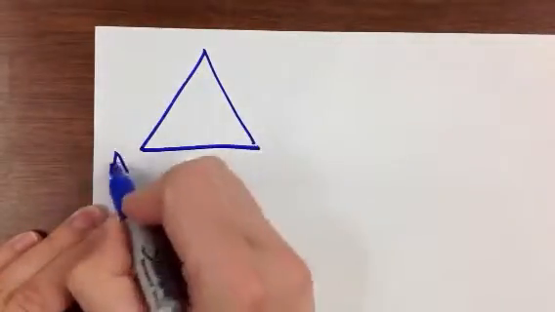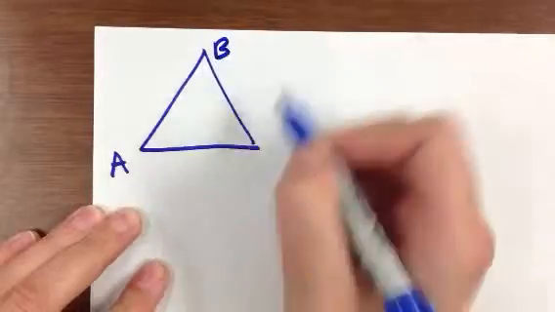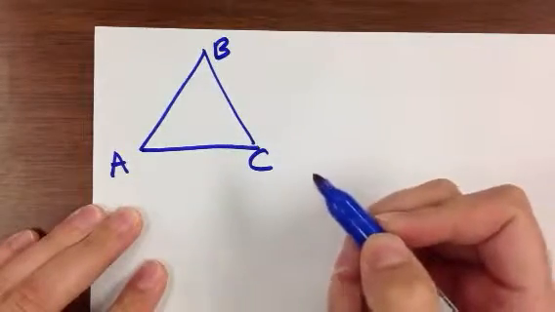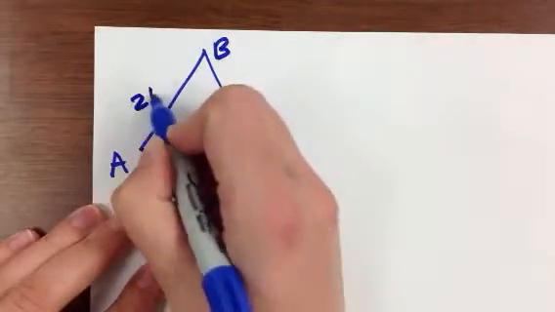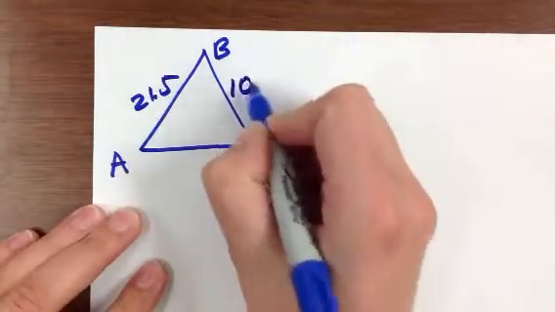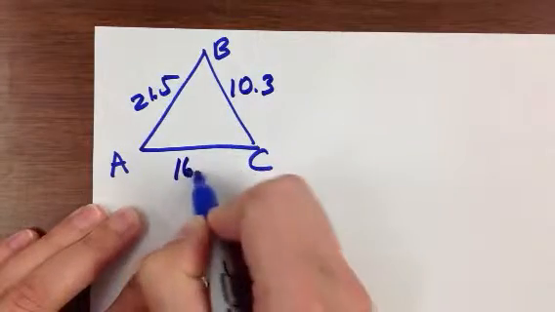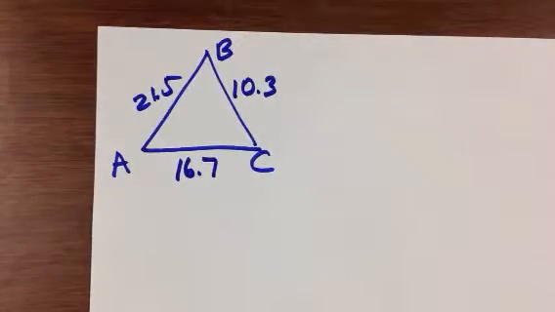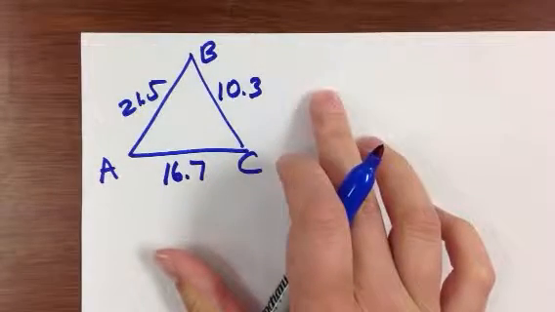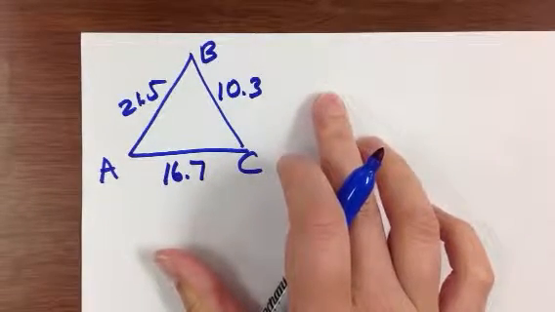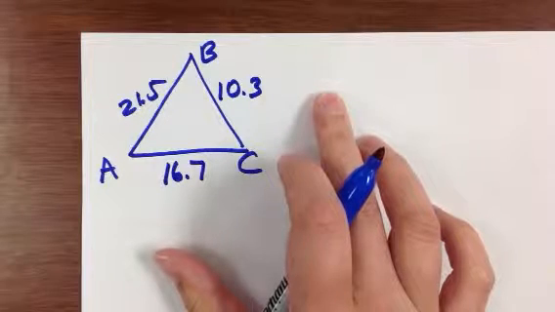Okay, let's look at an example of side, side, side. So here, we'll call the length of C 21.5, 10.3, and 16.7. The note in side, side, side that you want to write down right now is that you need to find the largest angle first.